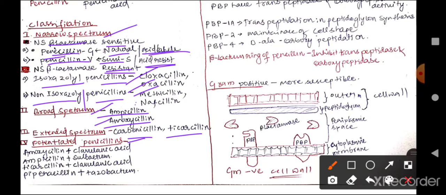extended spectrum antibiotics, carbenicillin and ticarcillin. And finally, potentiated penicillins: as in the case of potentiated sulfonamides, where we combine sulfonamides with the diaminopyrimidines, here we combine penicillins with beta-lactamase inhibitors, which inhibit the penicillinase or beta-lactamase enzyme, thereby preventing the degradation of penicillin to penicillinic acid and enhancing the activity of the penicillin. These include amoxicillin with clavulanic acid, ampicillin with sulbactam, ticarcillin with clavulanic acid, and piperacillin with tazobactam.